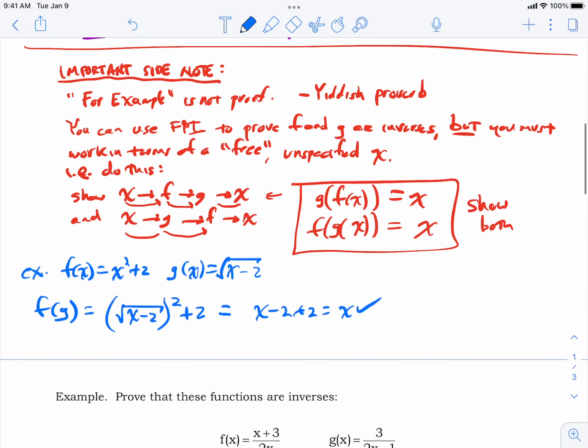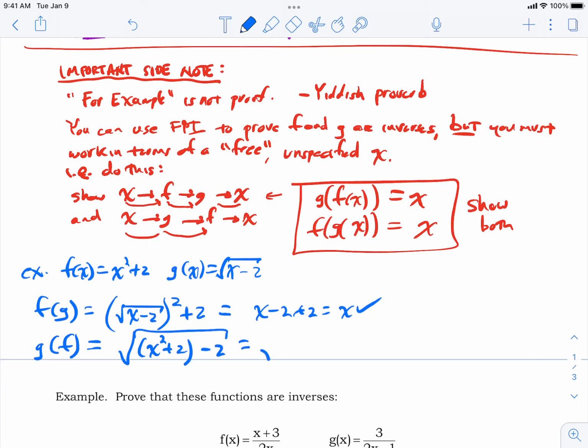But you have to show it both ways. Don't forget to show it both ways. Now we have to plug the f function into the g function. So here's the f function. Use that as the input over here. Plug it in there. So I would have a square root of, okay, time for the input. The input's going to be the entire f function. Okay, and then don't forget that minus 2.